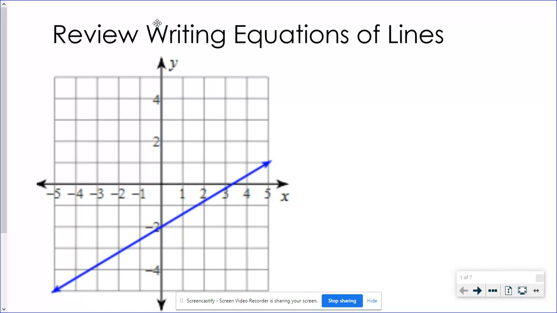So the first example that I have here is not a great example because I think that it's going to be tricky for some people. I should be able to look at a graph and find the slope and the y-intercept and then be able to write the equation from that. The y-intercept is easy. It's right here, it's -2.